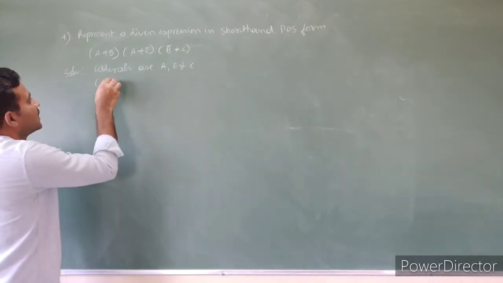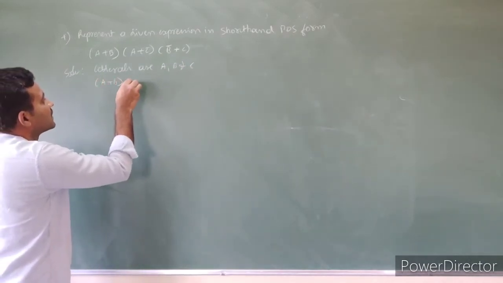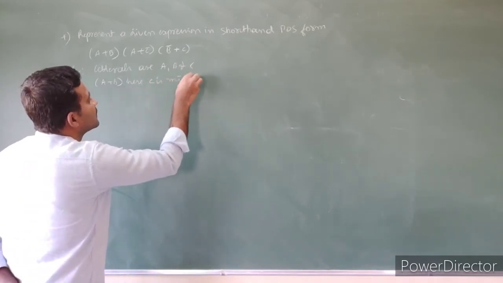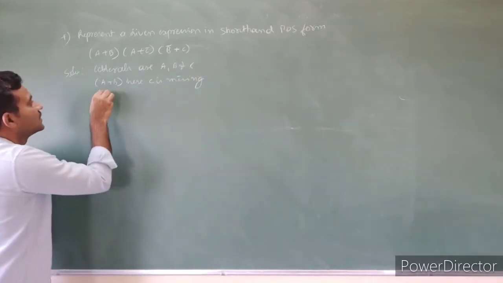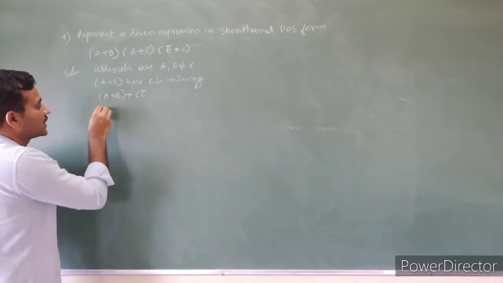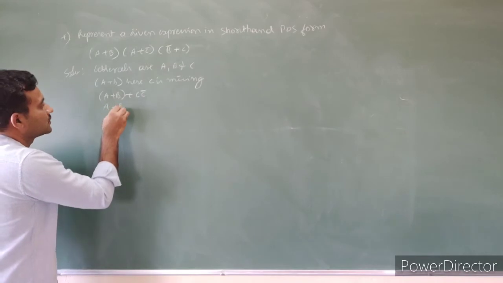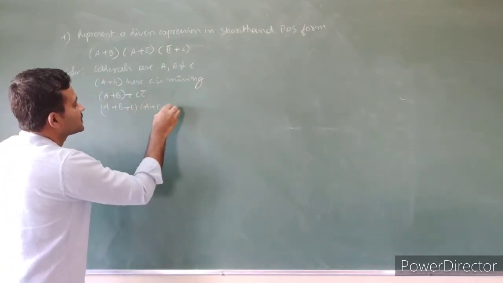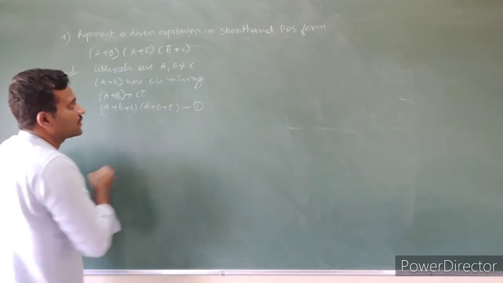Consider the expression A plus B. Here C is missing. So we have to write A plus B plus C C bar. Then apply the distributive law. A plus B plus C. Then A plus B plus C bar. Call it expression 1.